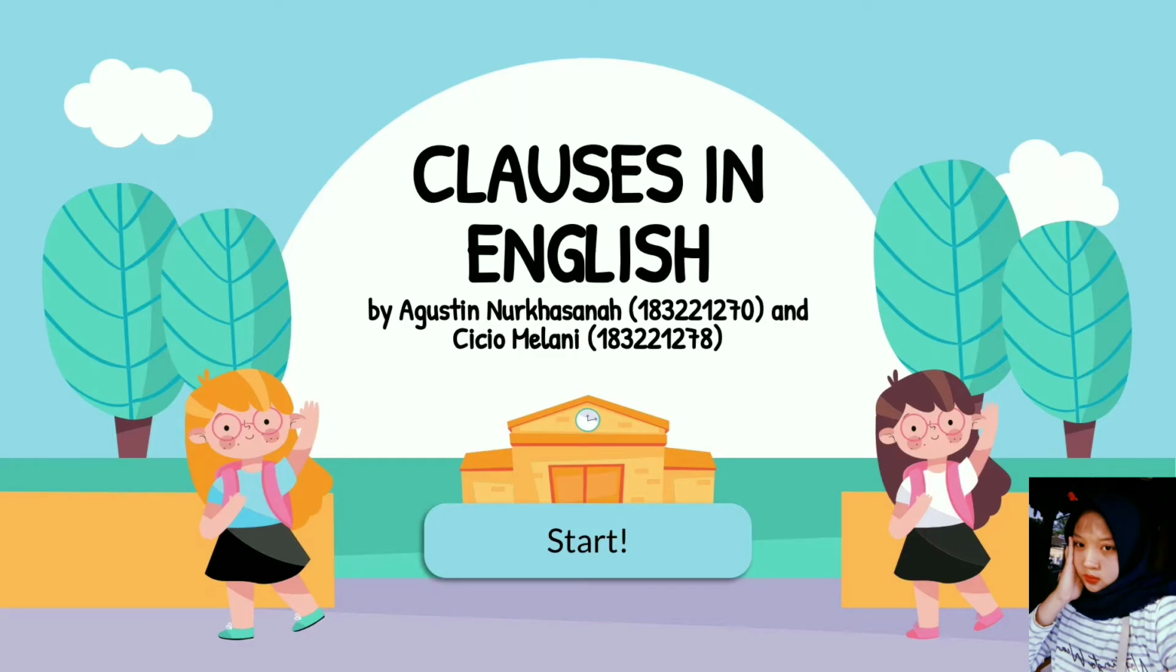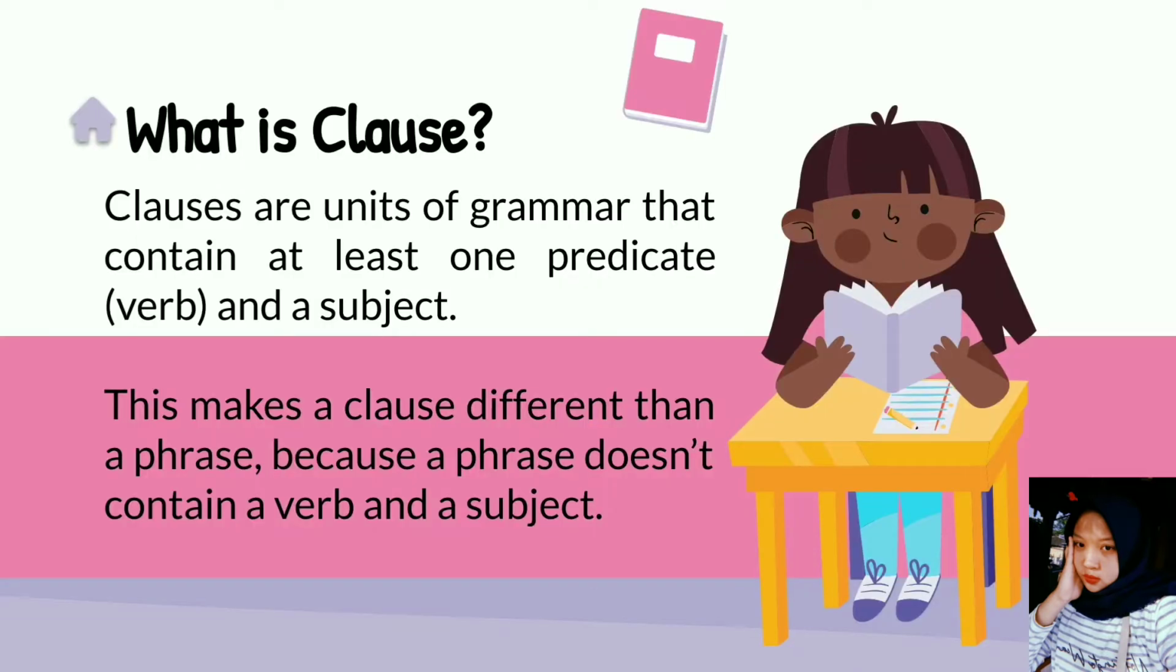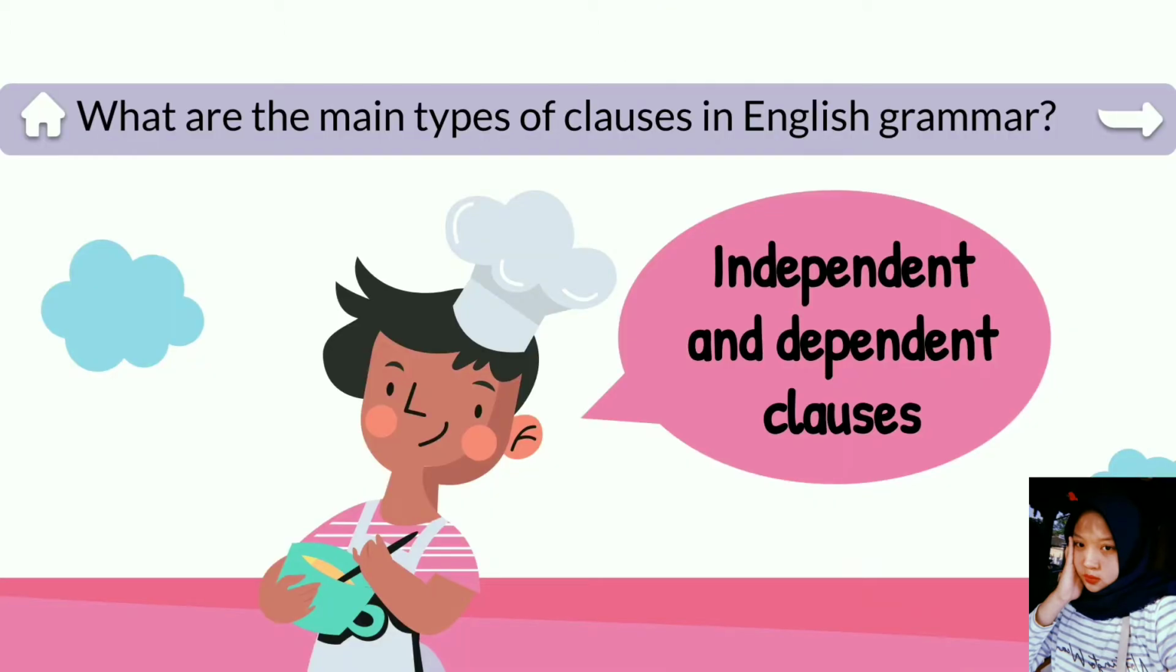Okay, today we are going to learn about clauses in English. What is a clause? Clauses are units of grammar that contain at least one predicate or verb and a subject. This makes a clause different from a phrase, because a phrase doesn't contain a verb and a subject. What are the main types of clauses in English grammar? That is, independent and dependent clauses.